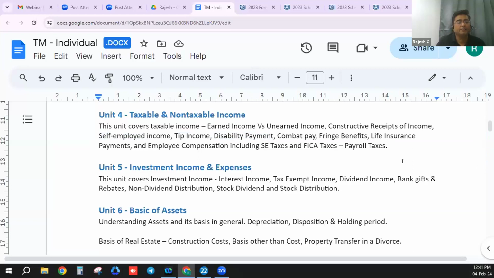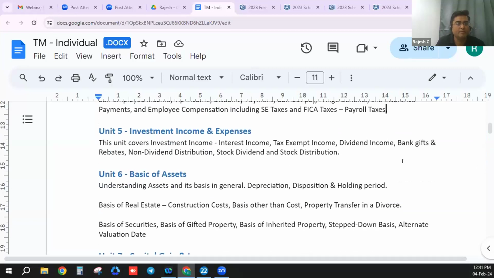In unit 5, we will have investment income and expense. So what is investment income? If you have some sort of investments, then you will receive interest income, like from bank deposits and certain bonds. You also have tax exempt income, which is interest income that is non-taxable. We also cover dividend incomes, bank and gifts, non-dividend distributions, stock dividends, and stock distributions.